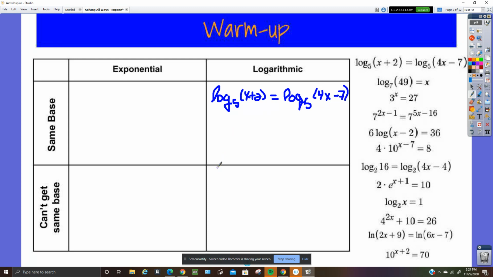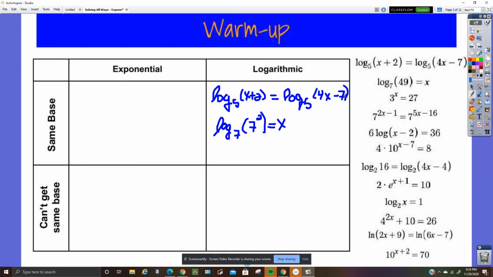The next one, you could get this in the same base here because 49 is 7 squared. So if you put this in the other place, I can understand it, because in other words, log base 7 of 7 squared equals x. And then x would equal 2 there, but we'll talk about that later.